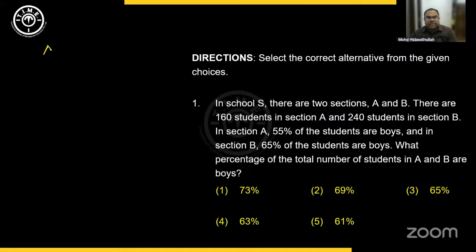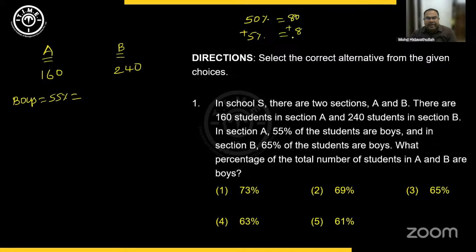In a school, there are two sections, A and B. There are 160 students in section A and 240 students in section B. In section A, 55% of the students are boys. How do you calculate 55%? 50% plus 5%. 160 is 100%. 50% is half, 80. 5% will be 8. 80 plus 8, it has to be 88.